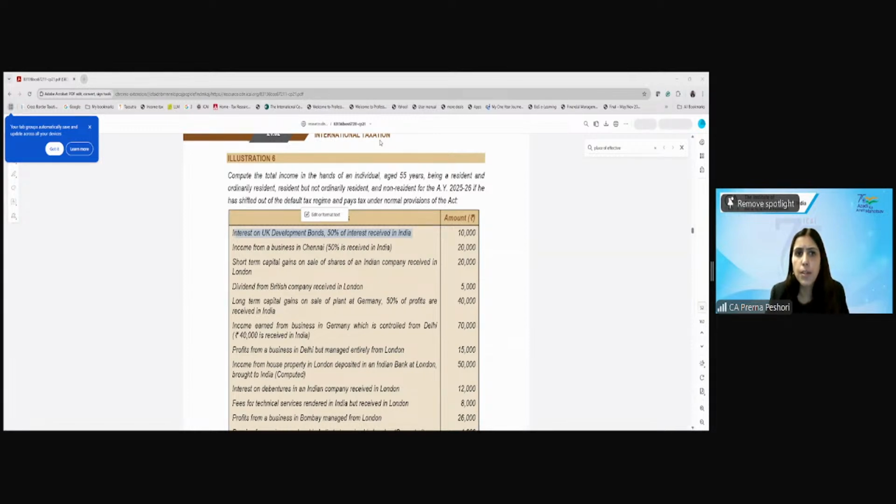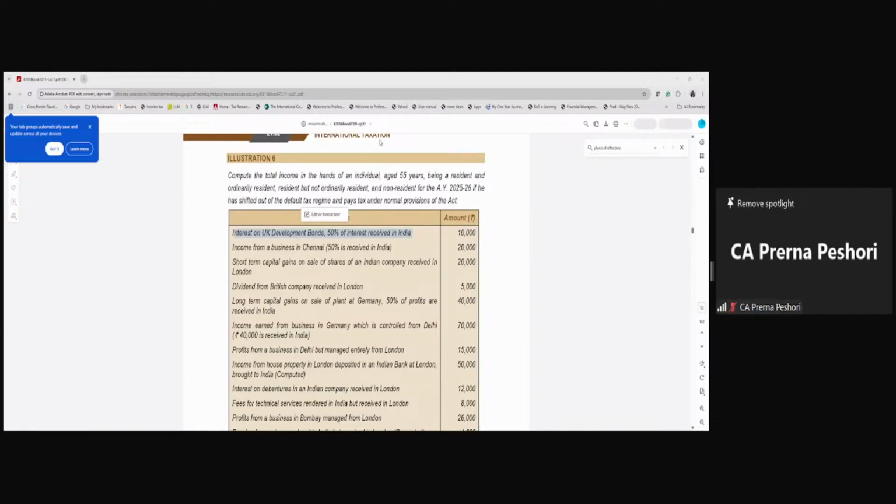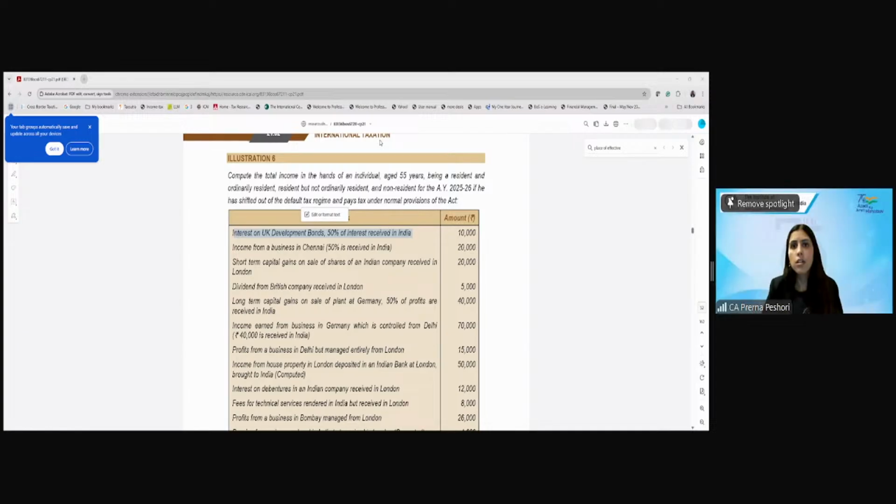Correct. What about the next one? Income from business in Chennai, 50% received in London. For all the three cases, it is taxable. Fine. Short-term capital gain on sale of shares of an Indian company received in London. All the three cases taxable.